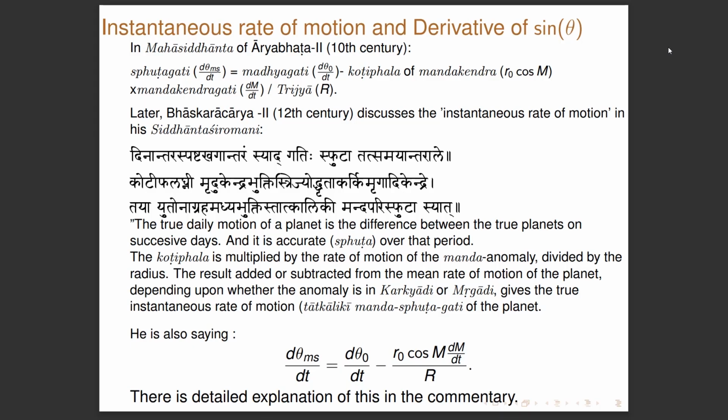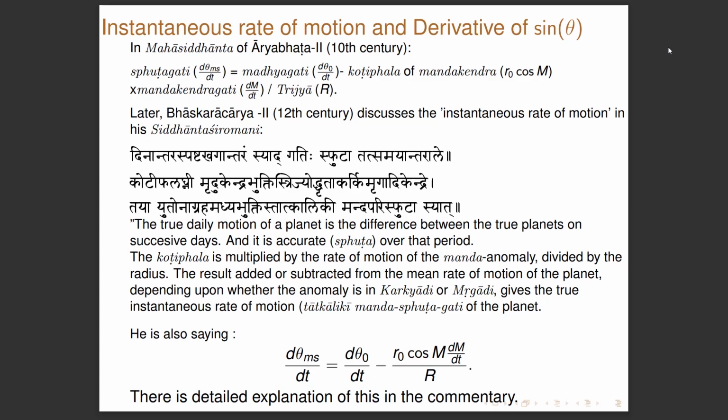They don't bother too much about added, subtracted, and all that, because cos m is either positive or negative. He says that when it is negative, you add, and when positive, you subtract. You know that cos m is positive between 270 and 360 degrees and then 0 to 90. Between 90 and 270, it is negative, right? So he is essentially saying that. What is very important is that he says it is the instantaneous rate of motion, tatkalika. This instantaneous concept is introduced by Bhaskara, at least in India, for the first time.